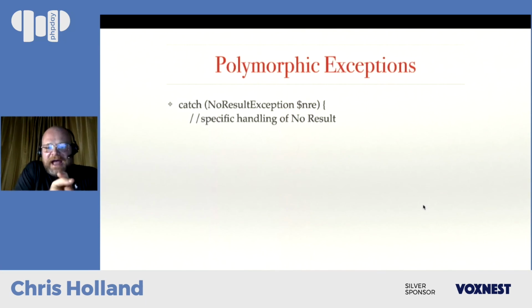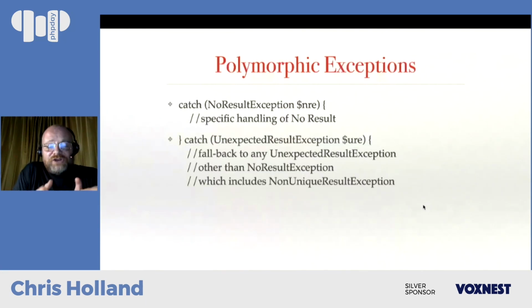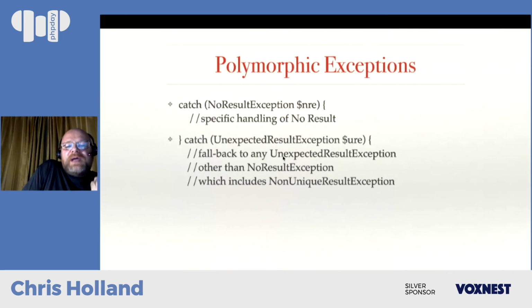Now, below this catch block, you can stack another catch block where you're going to catch an unexpected result exception. So that means this catch block is going to act as a fallback to any unexpected result exception other than no result exception, which is up here, which includes non-unique result exception, right? So if you wanted to catch a non-unique result exception, you could say catch unexpected result exception below no result exception. That's one way to do it, right? It's not super straightforward, but it's just to illustrate the example.